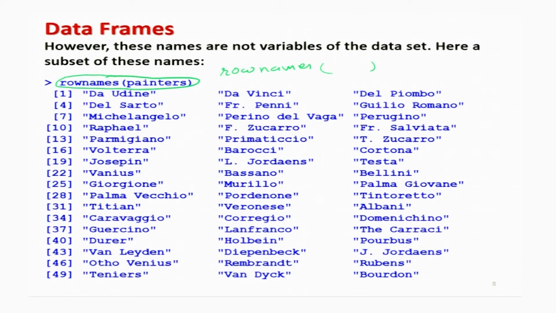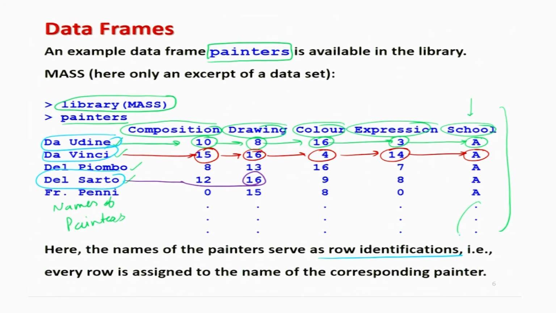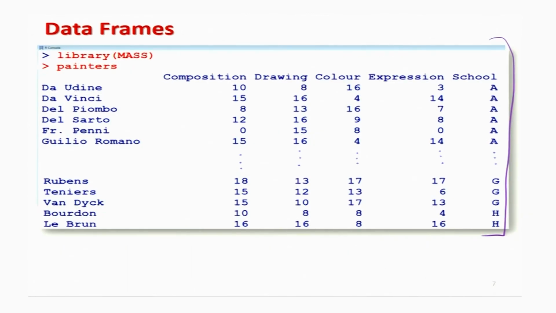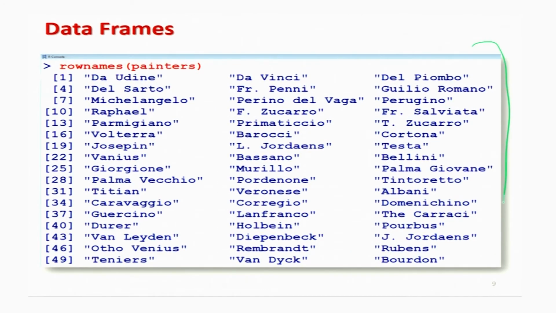You will get this type of outcome. The first name is Da Udine, then Da Vinci, Del Piombo, then Del Scarretto, etc. There are so many names, which is why I have written here that it is continued; that is what I meant when I said it is not possible for me to show you all the values here, right? Anyway, this is the screenshot of the same operation. So now it is clear that if you want to find the names of the rows in any data frame, you simply use the command rownames.